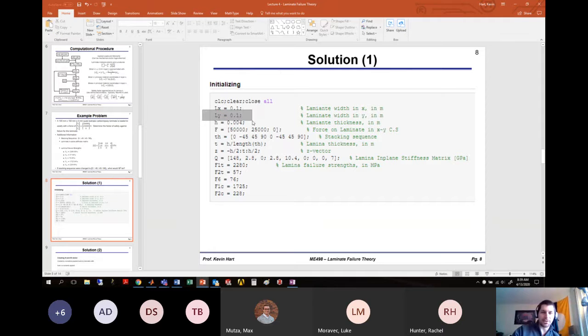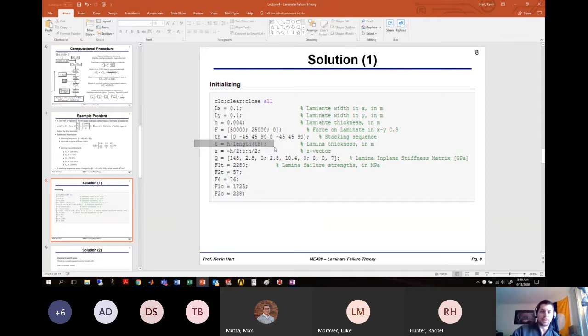The length of the laminate in Y, 100 millimeters. Total height of the laminate is 4 millimeters. Here's my force vector. This is my stacking sequence. Again, 0, negative 45, 45, 90. Repeated, 0, negative 45, 45, 90. Okay, it's not symmetric. T, this is the thickness of each lamina.